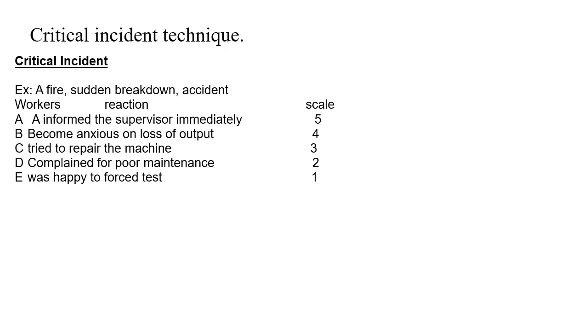So if you could see here, worker E displayed a very bad behavior, which is scaled at 1. Worker D behaved in a very poor way, which is scaled at 2. Worker A gave the best behavior, that is immediately informing the supervisor, which is scaled at 5. So this is how critical incidents and the behavior of the employees are being recorded. Accordingly, they are being scaled based on their good performance and bad performance.